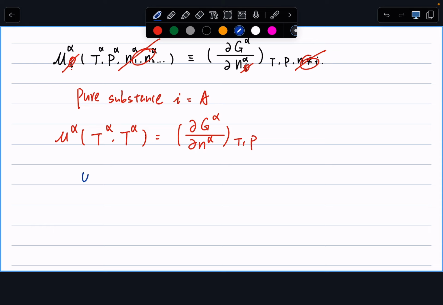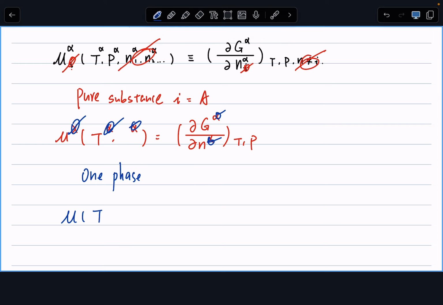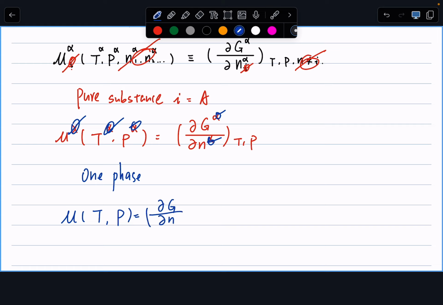What else? We have one phase. We're talking about a pure ideal gas, so obviously it only has one phase, which is the gas phase. That means we don't have to show alpha. So my mu as a function of T and P thus becomes the partial derivative of G over N at constant T, P, or the molar Gibbs free energy at constant T, P.